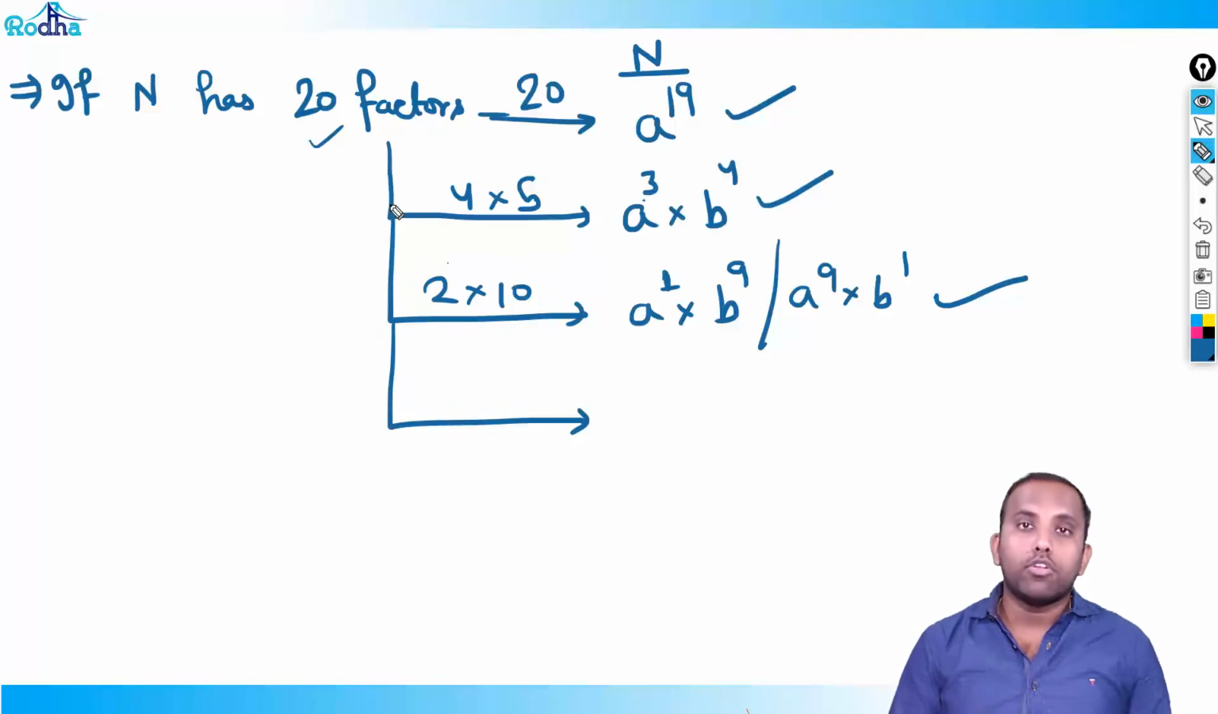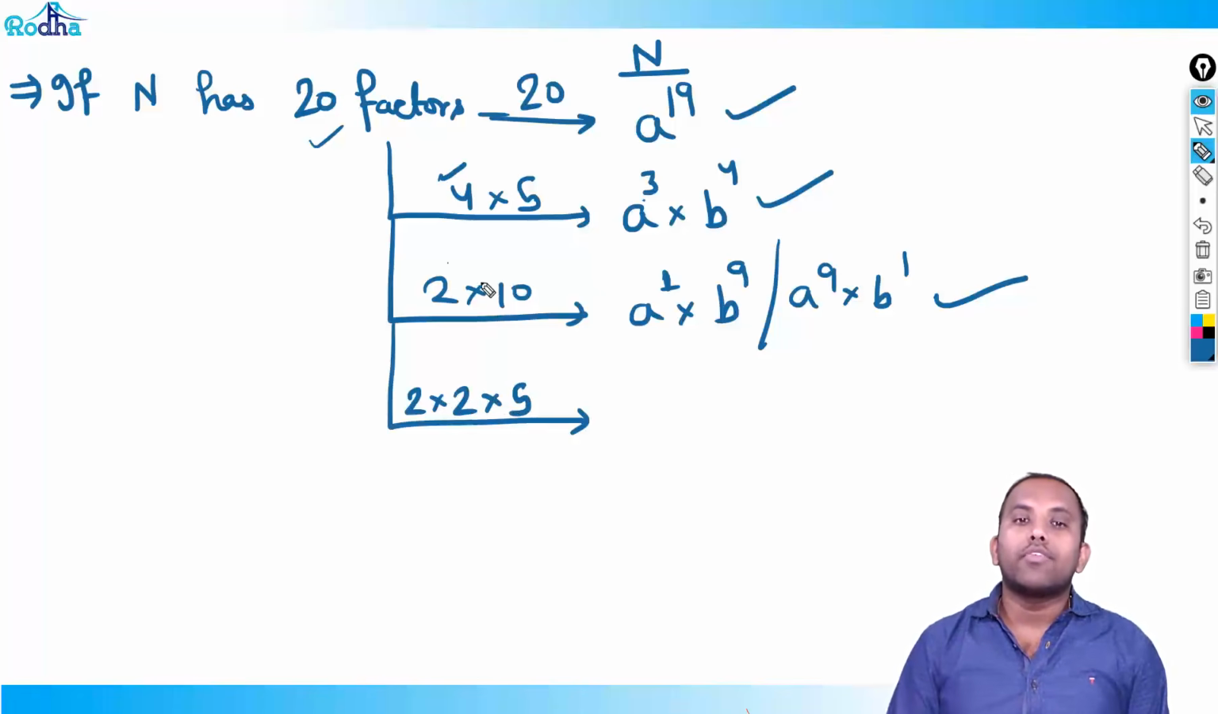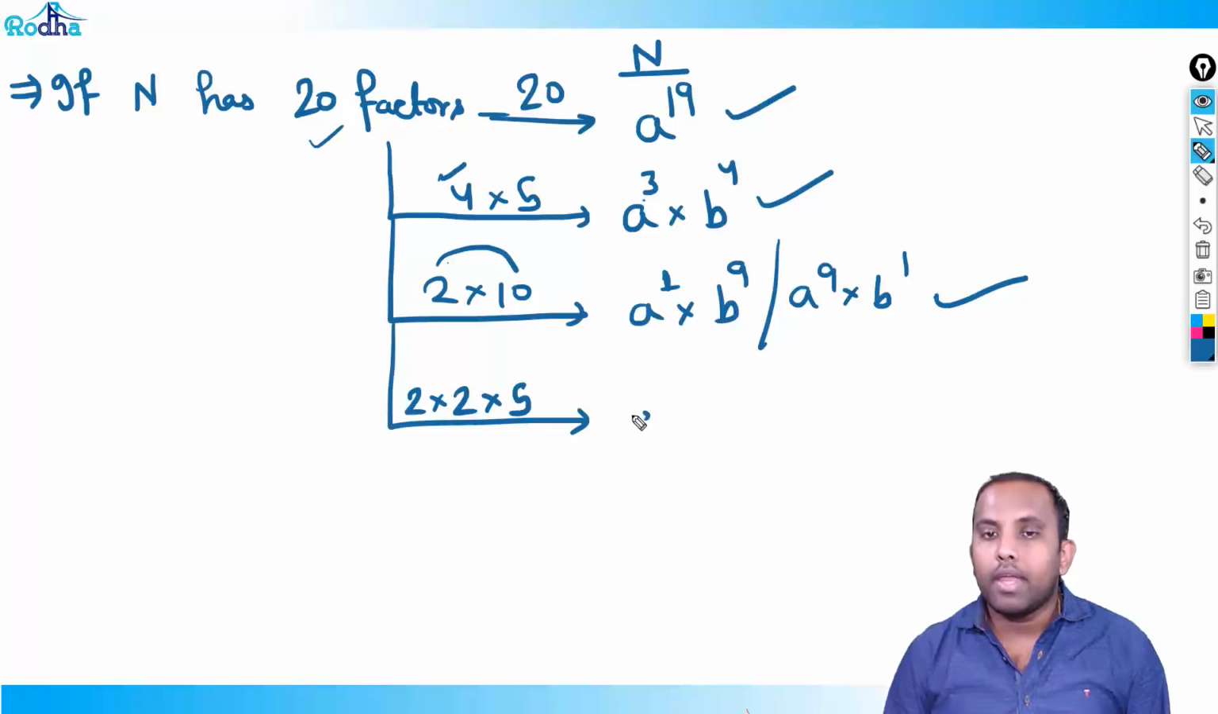Now I can split into 3 parts also, because 4 is 2 into 2. So I can write 2 into 2 into 5. Now you get the meaning, right? If I'm writing in terms of 2 parts, that means I'm trying to write n in terms of 2 prime bases. But if I'm writing into 3 parts, that means I'm writing n in terms of 3 prime bases. So what are the 3 prime bases? Let them be A, B and C.